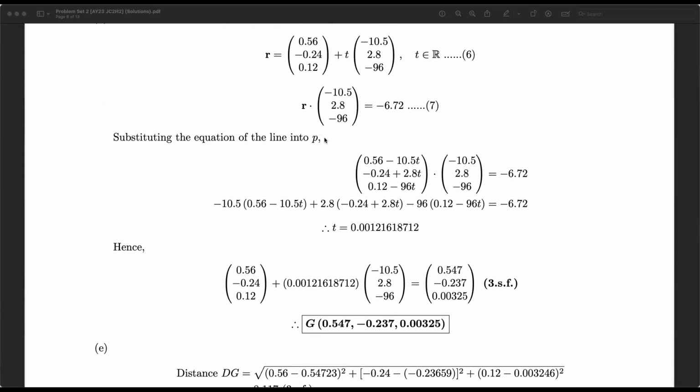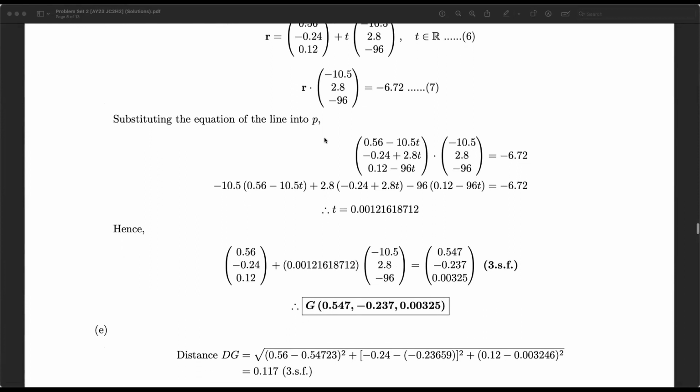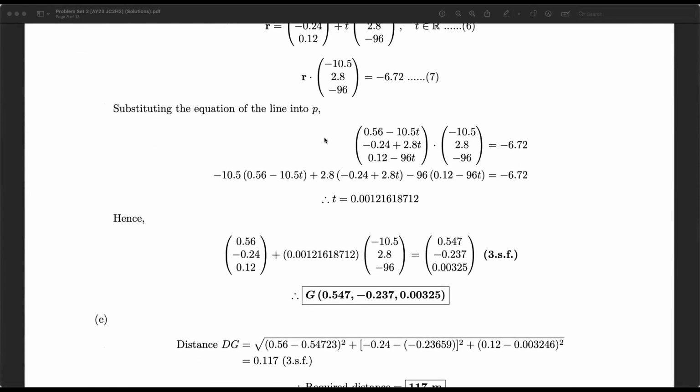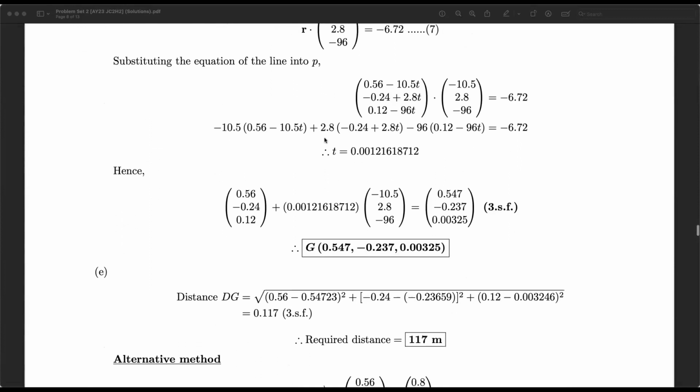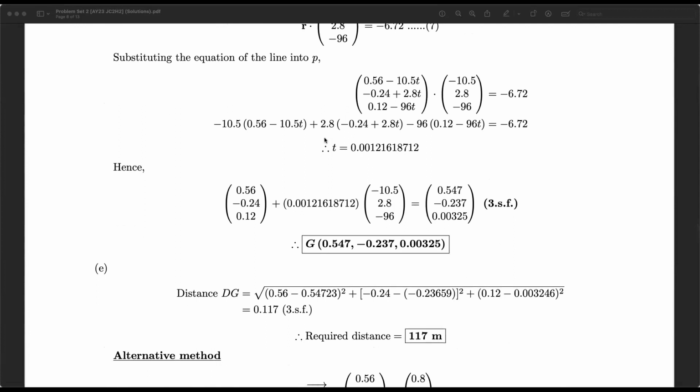Okay. And the last thing, for part E, you're looking for the distance between the jammer gun and the drone. Okay, and you get your answer.